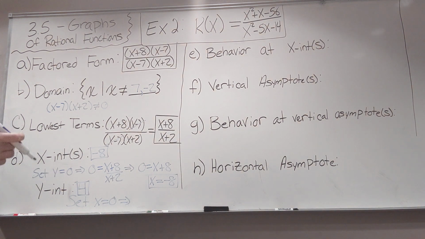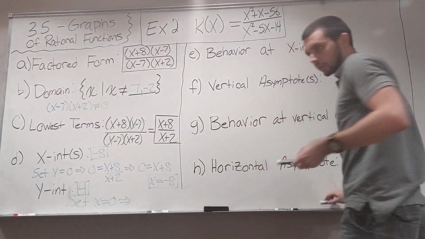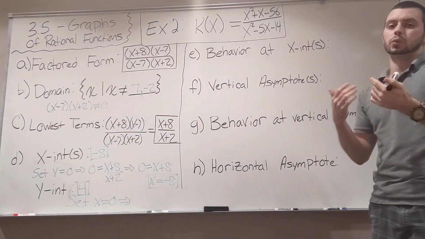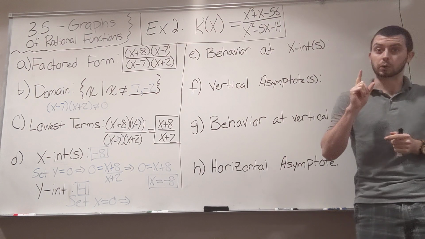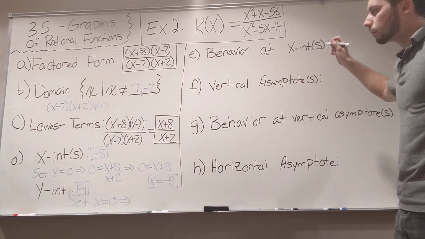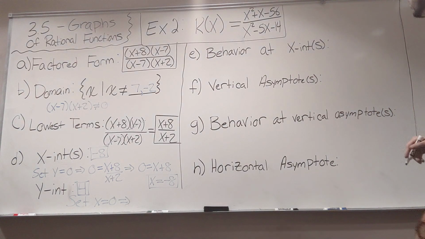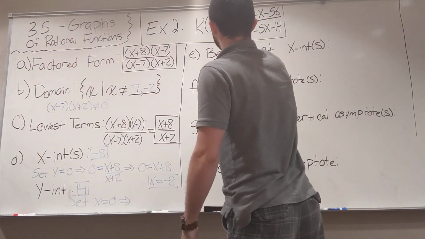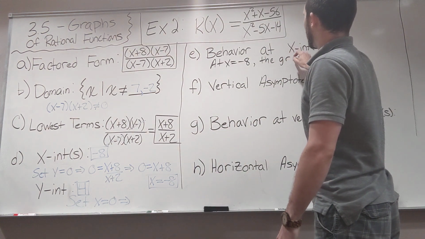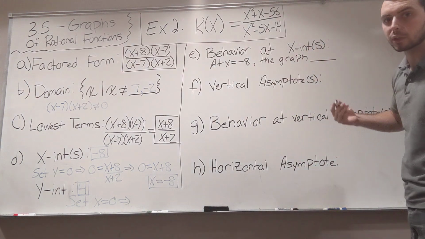And now we move on to the behavior at any x-intercepts. Remember, behavior is ultimately leading towards crossing and touching, which is determined by the multiplicity. So what are the x-intercepts? It seems like we found one: x is equal to negative 8. So at x is equal to negative 8, we need to figure out whether the graph crosses or touches, which means we need to know the multiplicity.